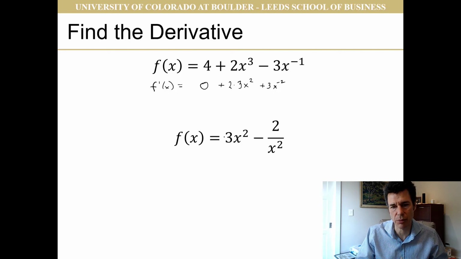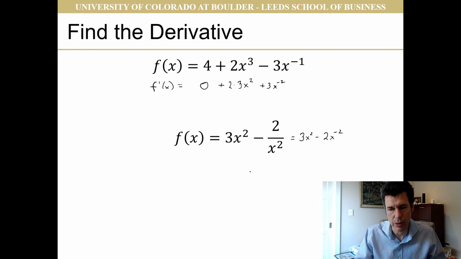F of x equals 3x squared minus 2 over x squared. I like to simplify a little bit. 3x squared minus 2x to the -2, and now I can take the derivative. F prime of x equals 3 times 2 is 6, x to the 1. Minus 2 times minus 2 is plus 4, x to the -3. Right? Bring the exponent down, minus 2 times minus 2, x to the -2 minus 1 is -3.